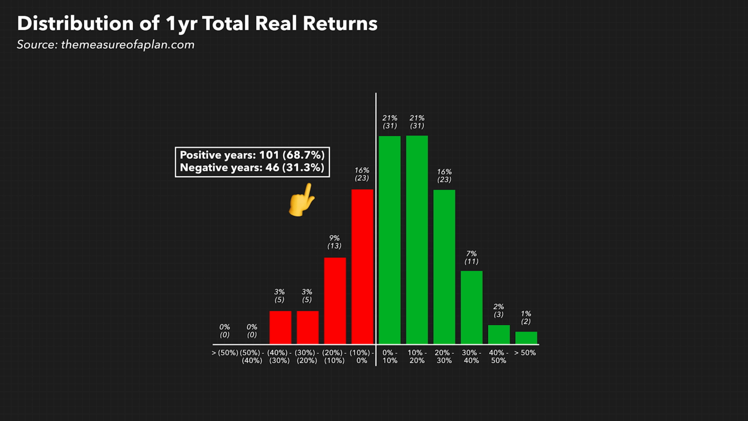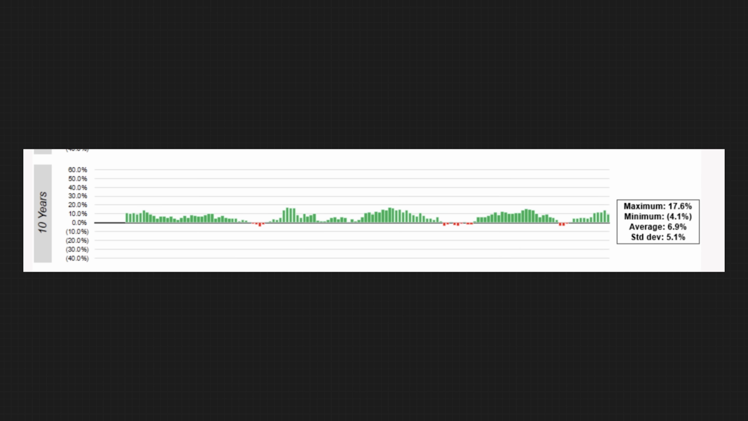That means 1 out of every 3 years could be a losing year. Still though, even with that fact, your 50s are still not the worst time per se to be invested in stocks, because over any 10-year rolling period, we still usually see positive gains.